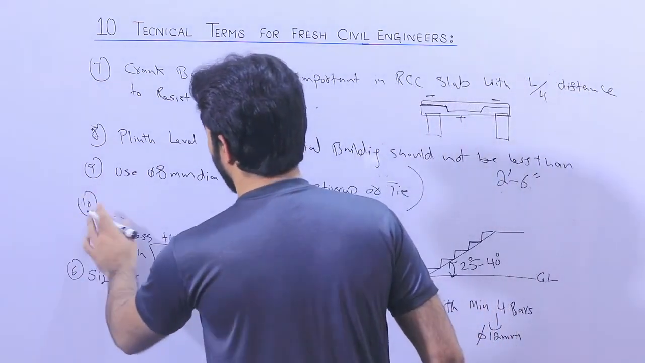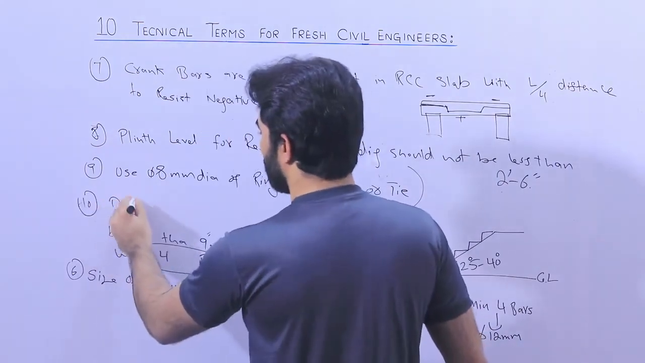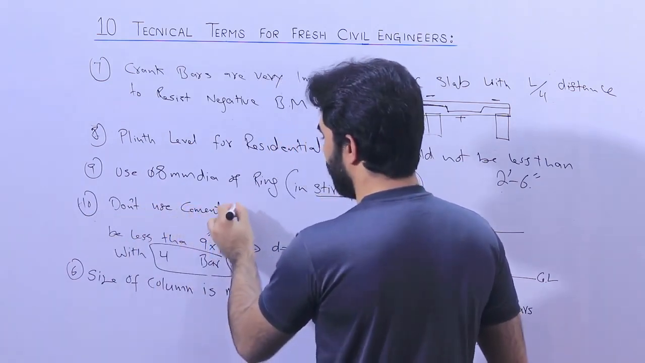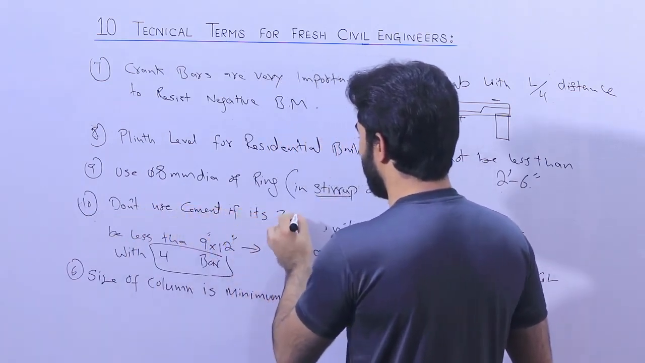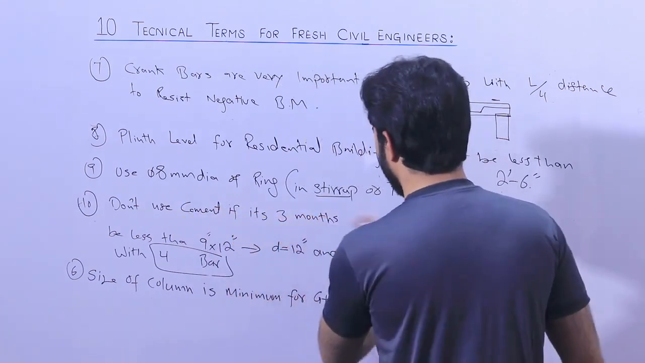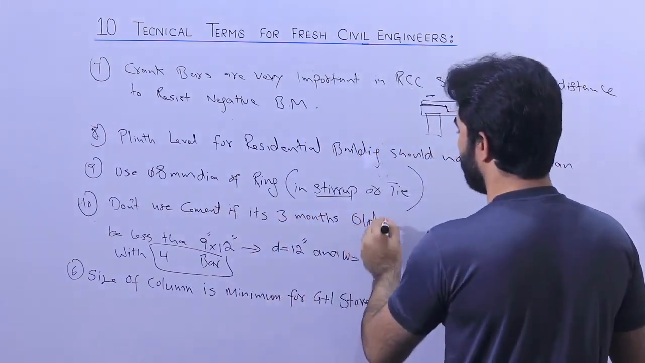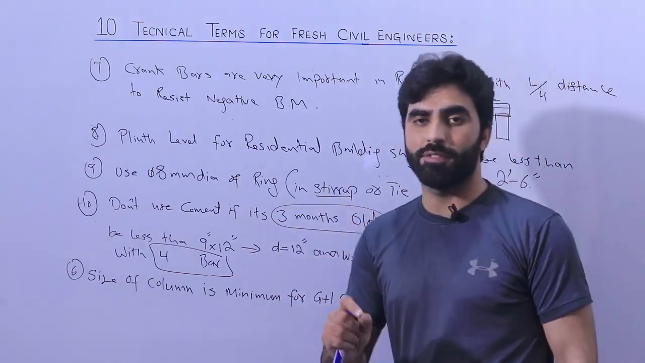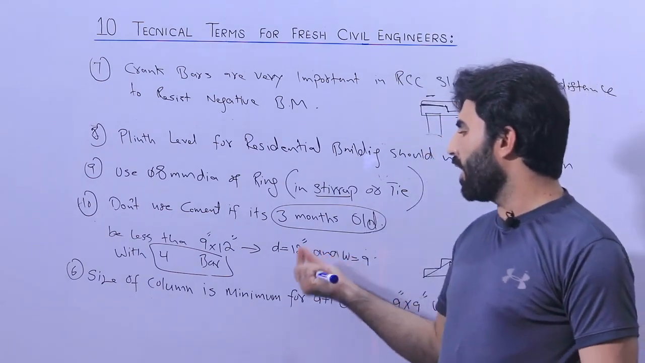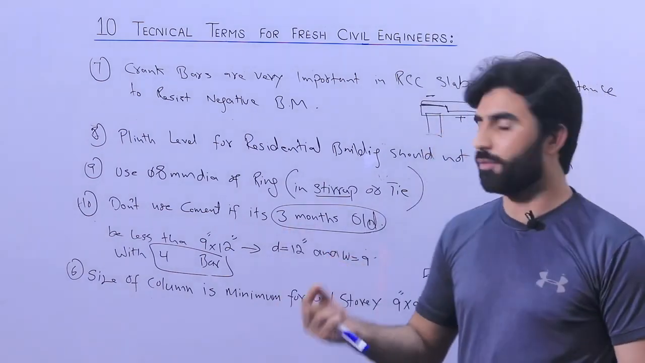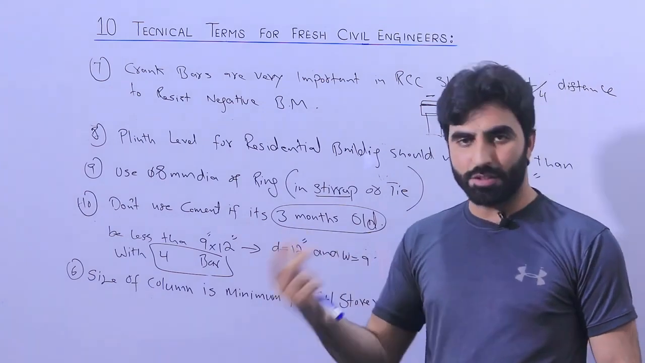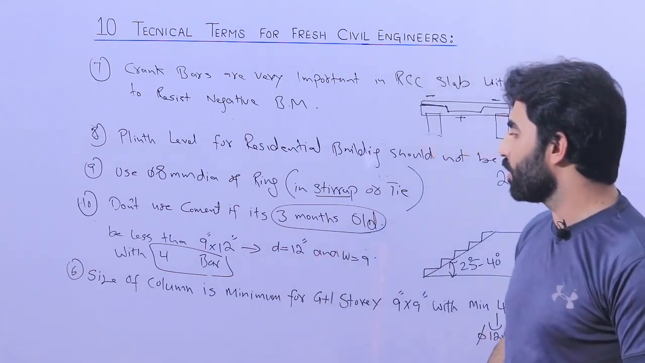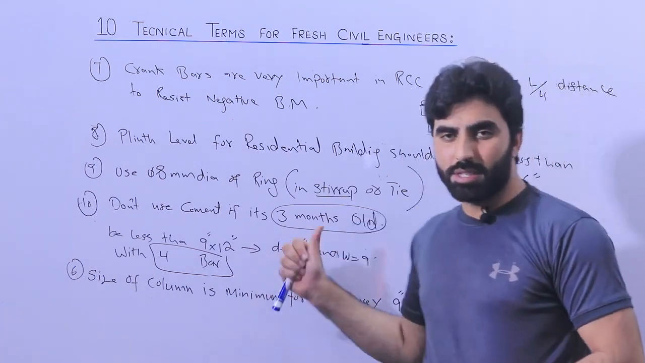The last one is very important, guys. Don't use cement if it is 3 months old. 3 months old, that has expired, so don't use expired cement. Within 3 months you can use the cement because we have the final expiry of 3 months. If it is more than 3 months when you are using the cement, you cannot get the full strength, so you will face more problems. So within 3 months you should use the cement because this is the final expiry.